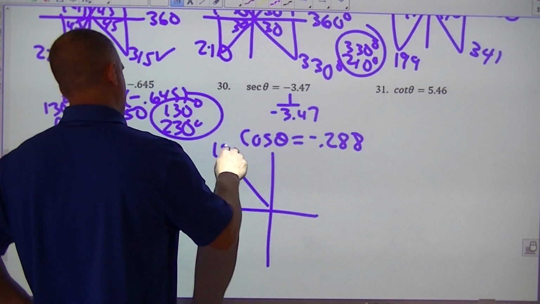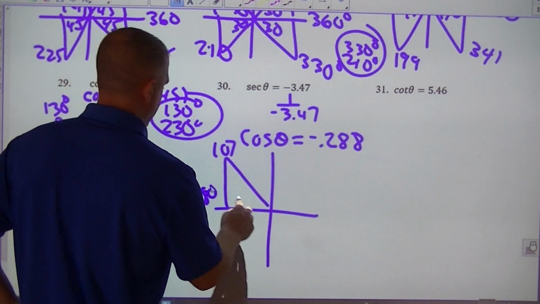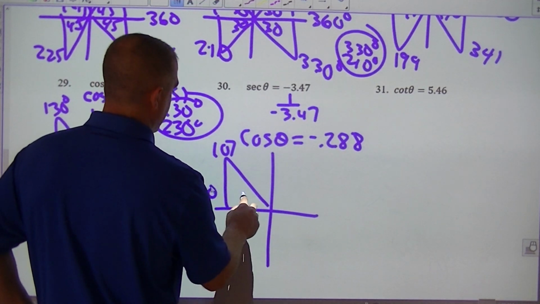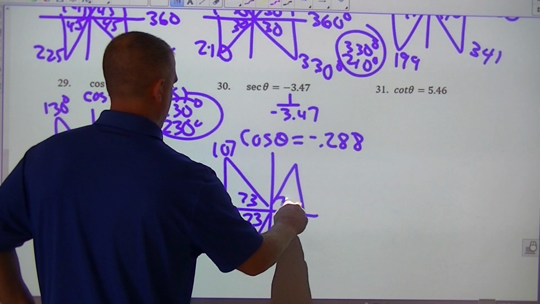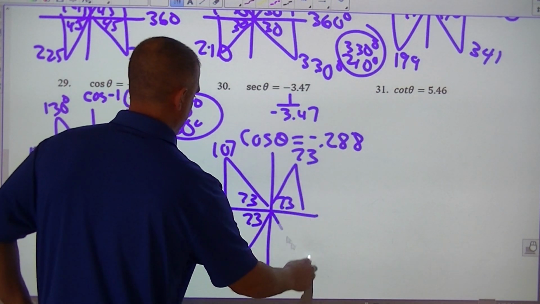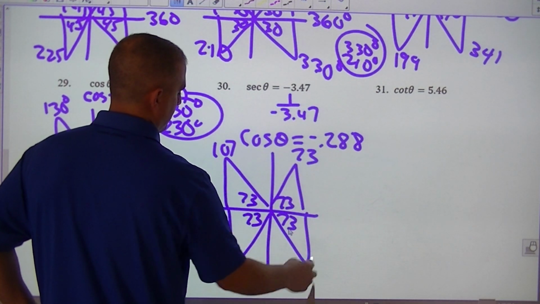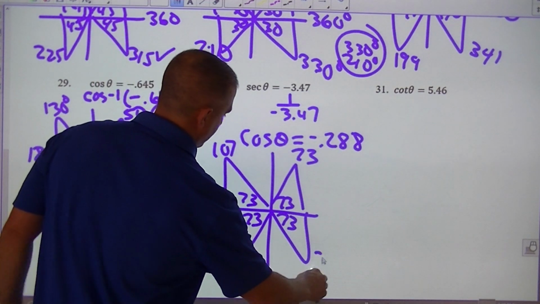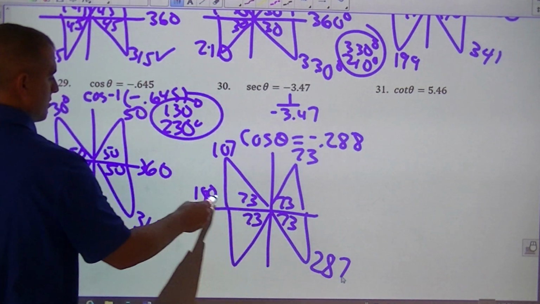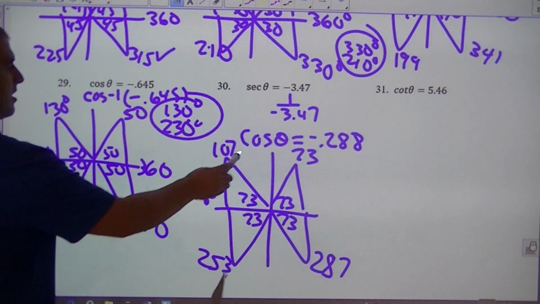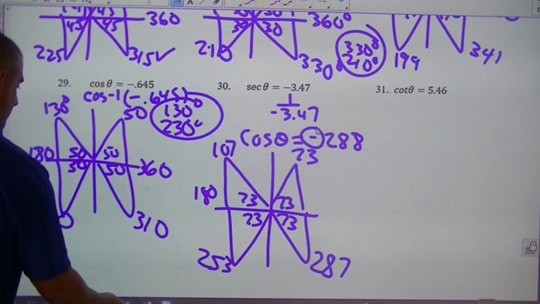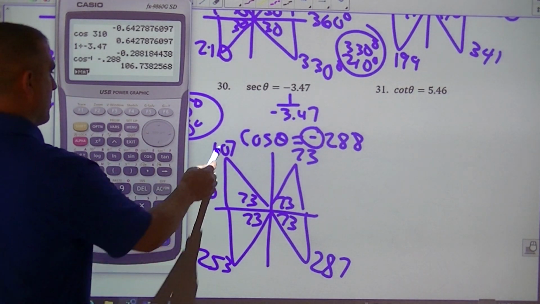107 would be over here. I would subtract from 180, be 73. These are all 73. This one's easy, it's automatically 73. This one you subtract from 360, would be 287. This one you would add, that would be 253. Now, all I want to do is find the negative. So I already know that 107 worked.